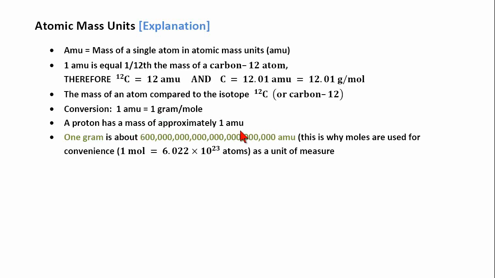The atomic weights vary because there's different numbers of protons in the elements. And then 1 gram is approximately equal to 606 trillion AMU. So we use the grams in the macroscopic world, and then we use the protons and the AMUs in the microscopic world, so we can convert between the two. And that's why we use moles. 1 mole is 6.022 times 10 to the 23 atoms, and it allows us to go from the macroscopic world to the microscopic world.